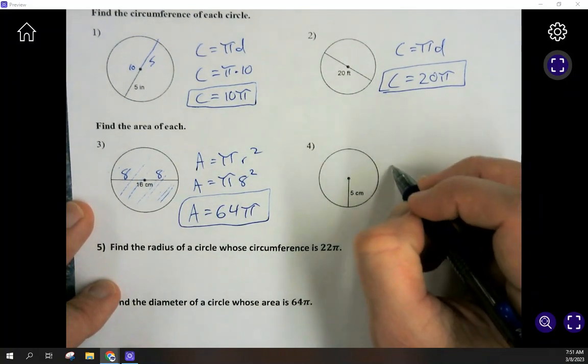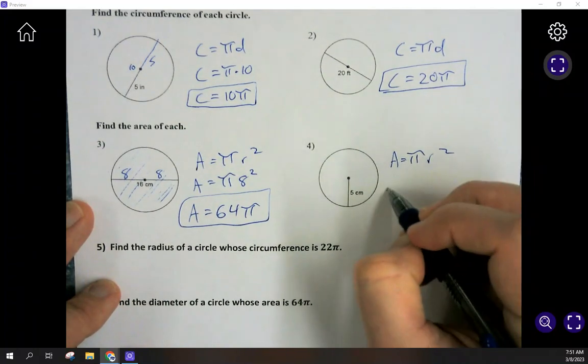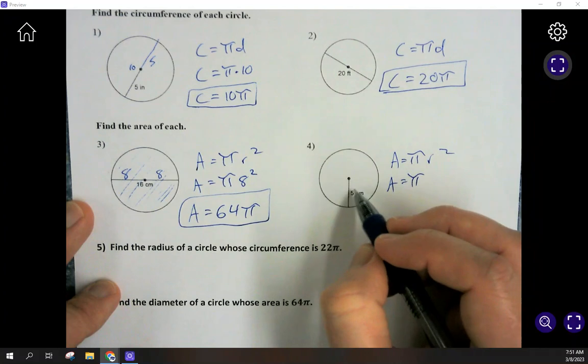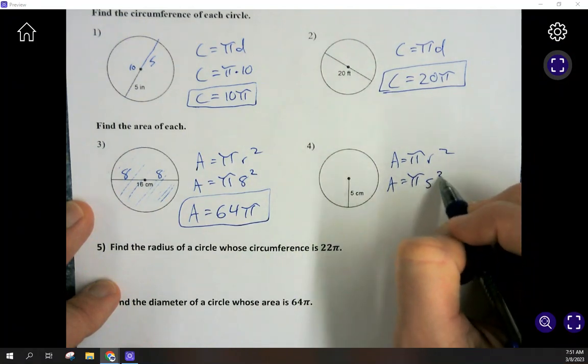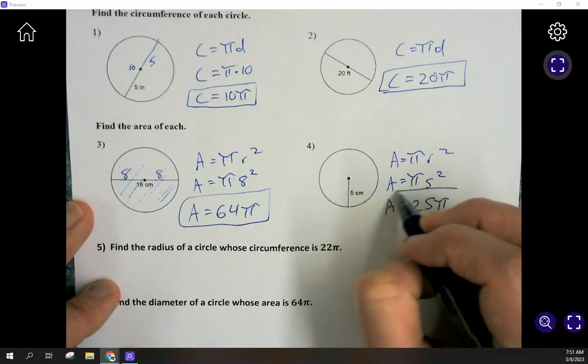So number 4, apple pies are 2. In this one, they gave me the radius. I don't have to do anything with that number. That's going to go right in. 5 squared is 25 pi.